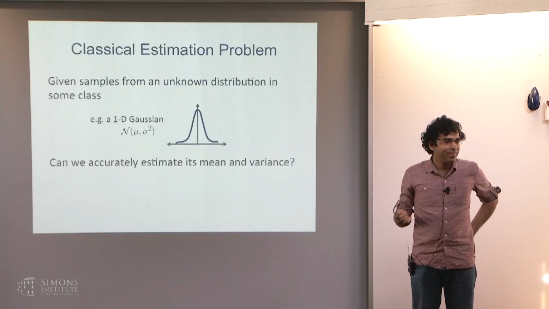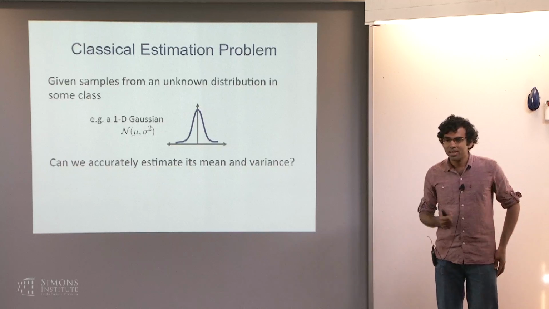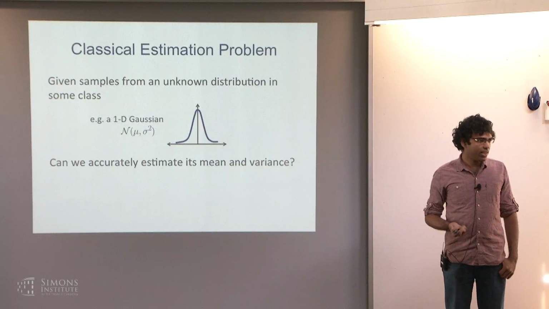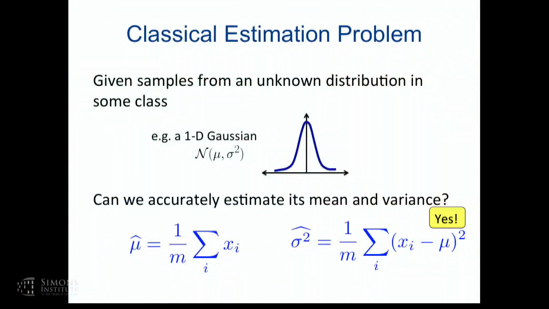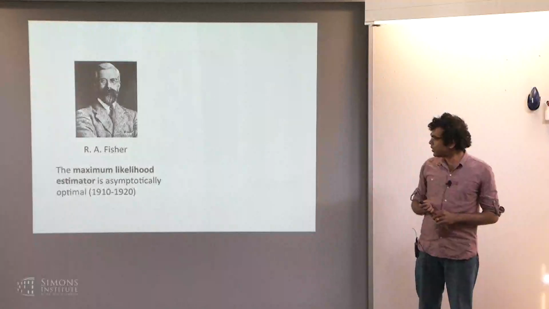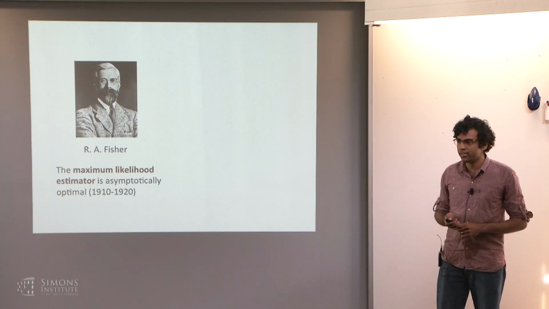Okay, so before talking about robust statistics, let's consider a classical estimation problem. Suppose we are given samples from a 1D distribution, say 1D Gaussian, and we want to estimate its mean and variance. Can we do it? And the answer is yes. We can use sample mean and sample variance. And this is the maximum likelihood estimator for this problem. And probably a century back, Fisher proved that maximum likelihood estimators are optimal in a certain specific sense.